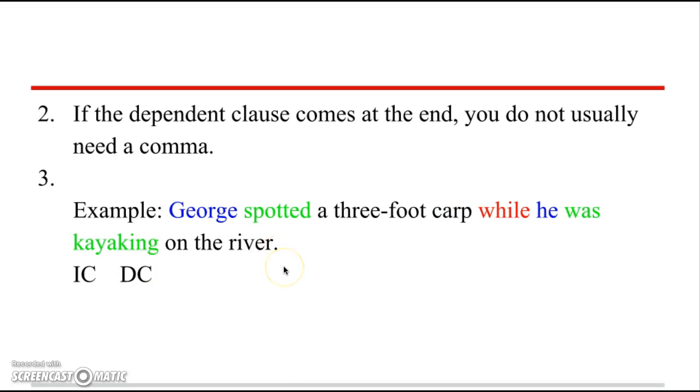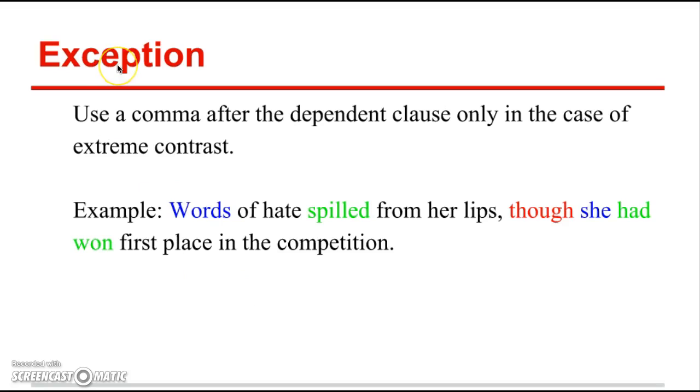Now, something to keep in mind is normally the most important idea is going to be in the independent clause. Okay? The most important idea will be in the independent clause. Keep that in mind. There are some exceptions. You need to use a comma after the dependent clause only in the case of extreme contrast. So, words of hate spilled from her lips, though she had won first place in the competition. So you wouldn't normally expect that she would be full of hatred if she just won.